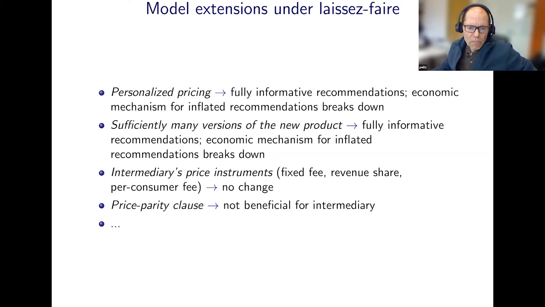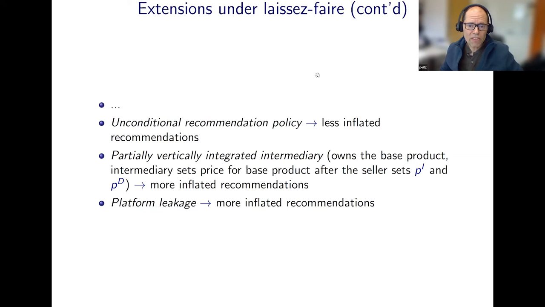The intermediate price instruments do not matter here; price parity clauses are not beneficial for the intermediary. So our results do not really rely on this. Now, one variation you may think is perhaps more realistic is that the recommendation policy should apply for all alpha. So there are different product categories out there, where the composition of consumers is different, and the recommendation policy should then not condition on alpha. This would imply that inflating recommendations becomes somewhat less attractive, but it will still be an equilibrium outcome. So the critical alpha will be above zero, but less than the critical alpha we have determined here.